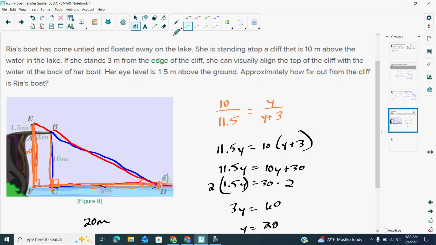It's not real clear exactly what it wants here. I think it's asking you to call this the edge of the cliff and to find that distance, which is indeed 20 meters. If we're considering this here the edge of the cliff, how far out from the cliff? Yeah, I guess this is the cliff, so 20 meters. If it wanted this distance, I'd go 20 plus the 3 right here and be 23. 20 meters is correct.